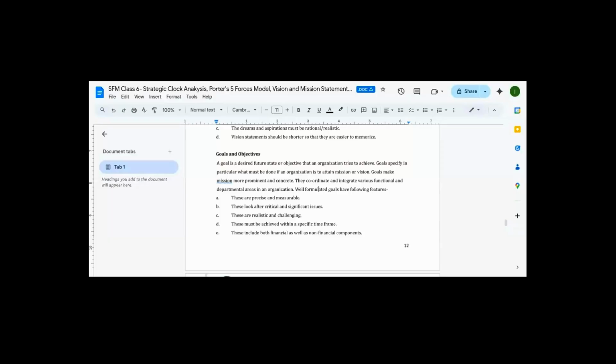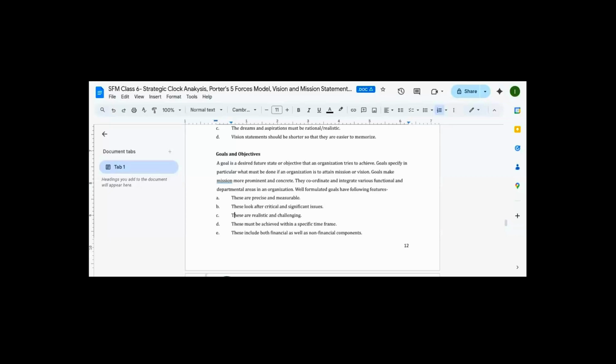Well-formulated goals of a company must have the following attributes or characteristics. One, the company goals must be precise and measurable. Two, the company goals must look after critical and significant issues. That means the goals of a company must address critical issues that are fundamental to the existence of the company and its sustainable growth.